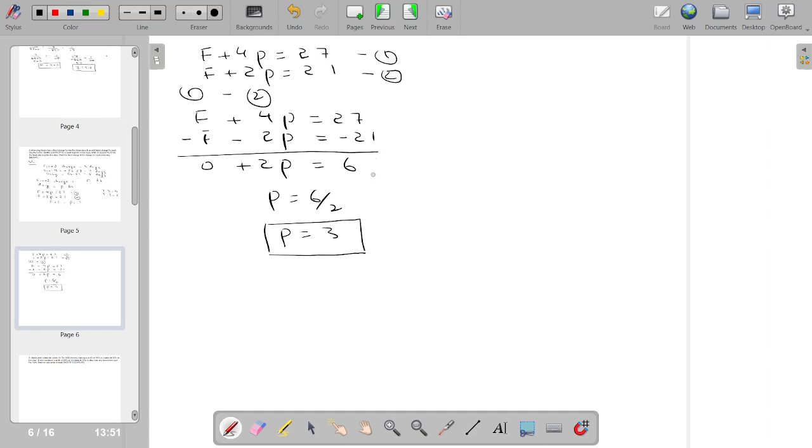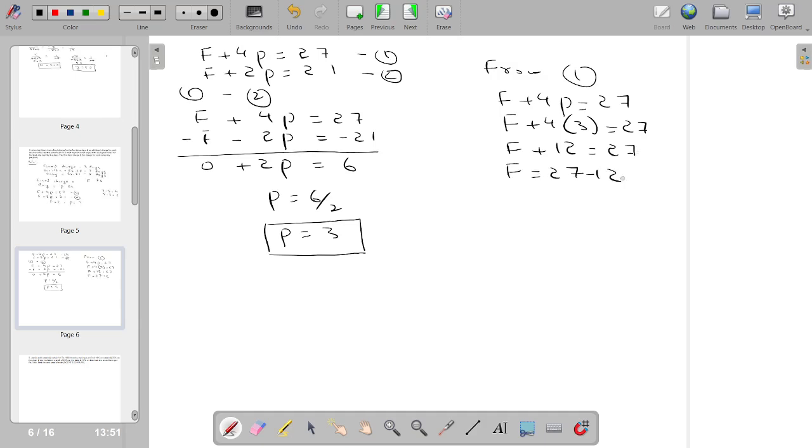Now we can use this P to find the value of F. From equation 1, I will substitute. F plus 4p is equal to 27. F plus 4 into 3 is 27. F is equal to 27 minus 12, since 4 threes are 12. F is equal to 15. So F, the fixed charge for the first 3 days, is 15 rupees. P, the price per day for each book, is 3 rupees. So now we got the solution.